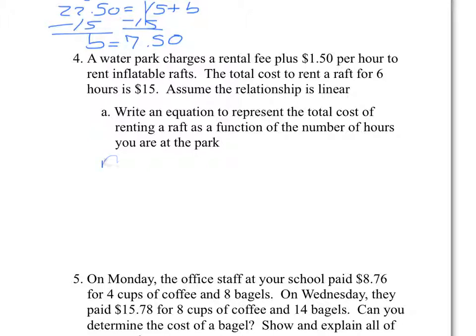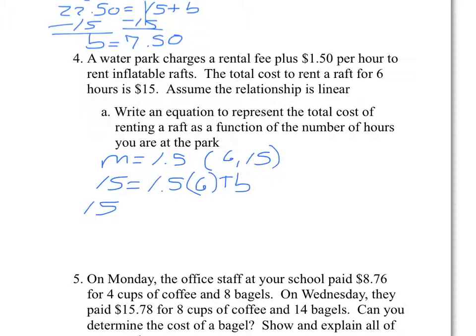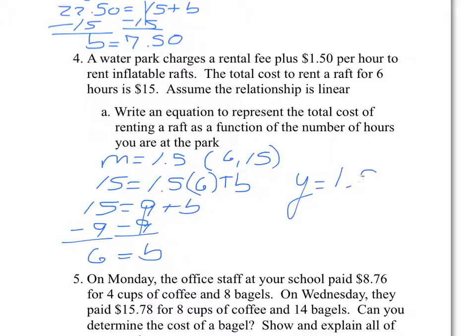So with this one, we have m being $1.50. I'm giving you the ordered pair 6, 15. So 15 equals 1.50 times 6 plus b. Multiply $1.50 and 6, I get 9. Subtract 9 from each side, and I get 6 equaling b. So y equals 1.5x plus 6.